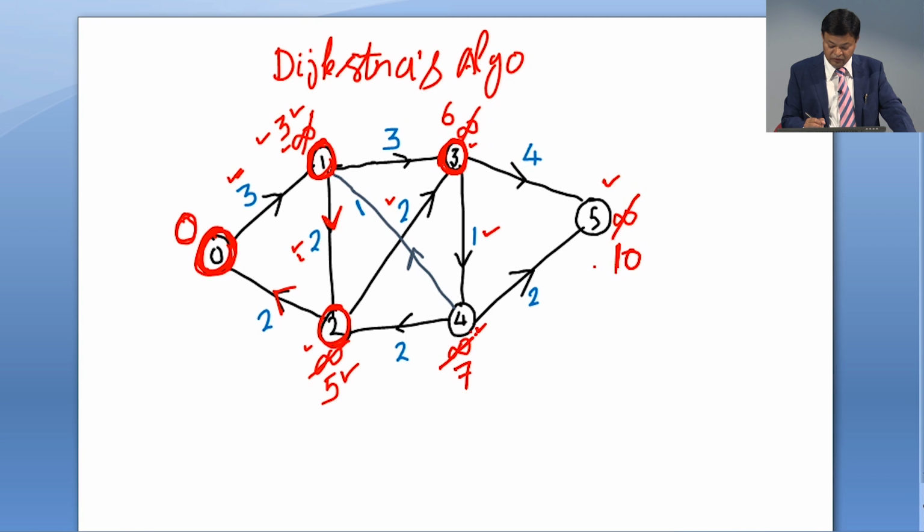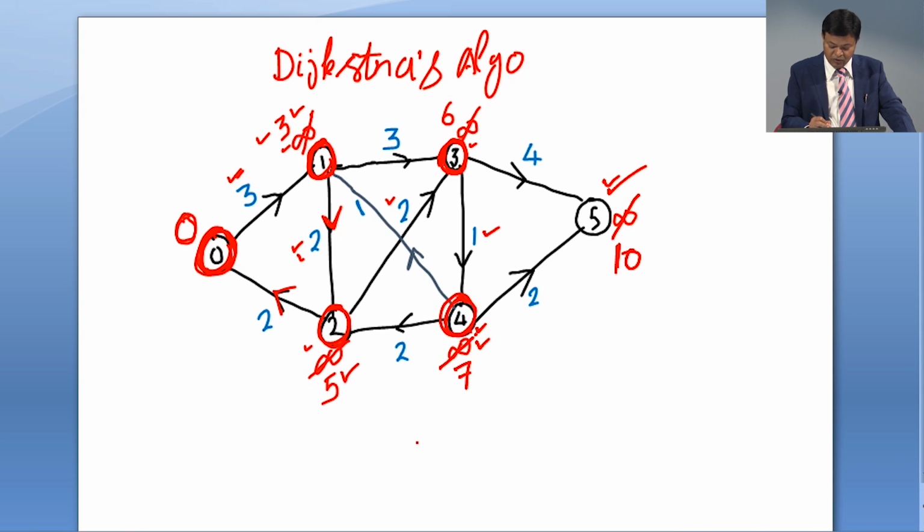Now we go to next stage. In next stage there are two nodes, 4 and 5. So which is having the shortest distance? 4 is having, that is 7. So what do we do next time? Next time we select 4.